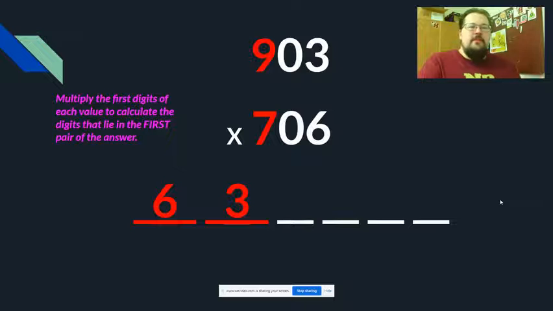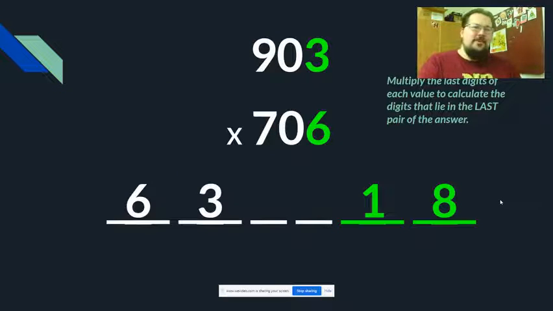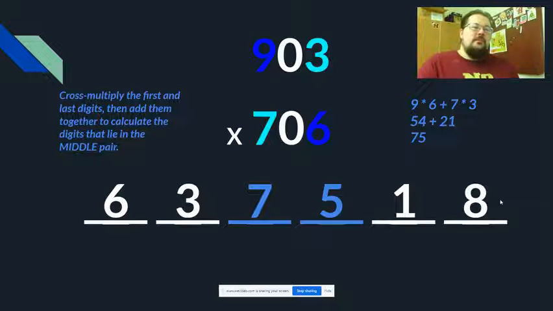Okay, so the way we solve this, we multiply and we get different pairs. The first two values right here will multiply to give us the first two numbers in our answer. The last two numbers will multiply and give us the last two values in our answer. And the middle ones, this is where it gets a little bit interesting. We cross multiply and then add them together. So 9 times 6 and 3 plus 7, add them together, we get 75. That is actually correct. That wasn't the issue.